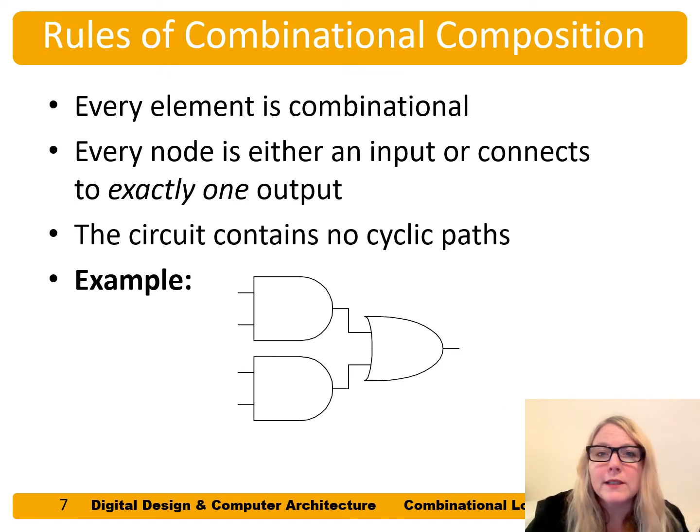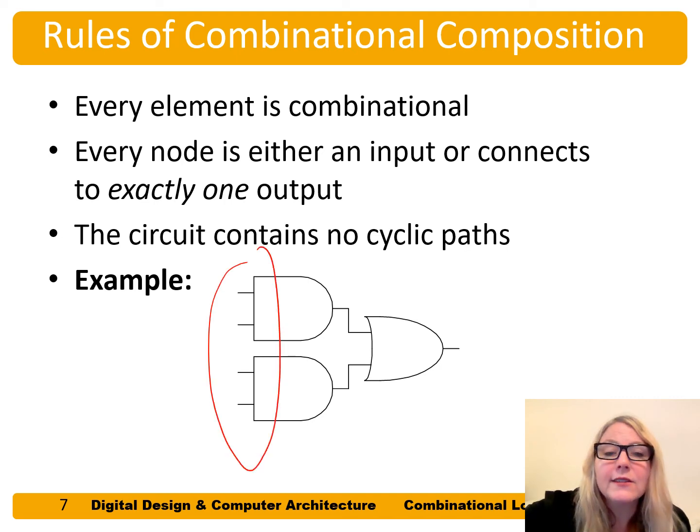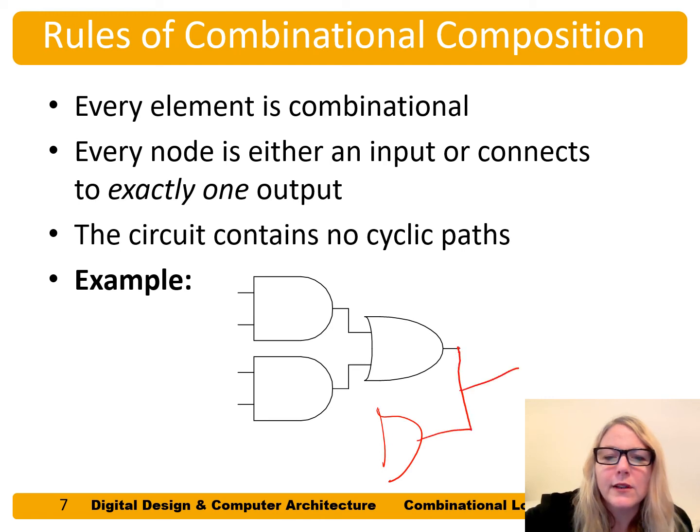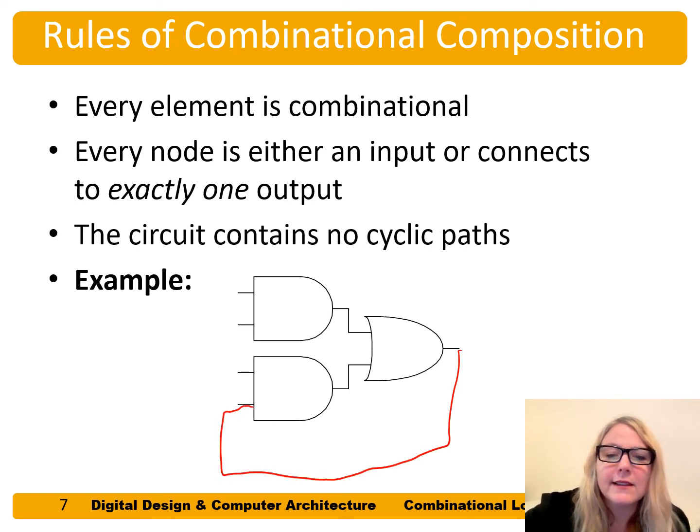So we have rules for building combinational circuits. First one is that everything that we use to build the combinational circuit has to be combinational. So in other words, the output has to be completely determined by the current value of the inputs. Second rule is that every node is either an input or connects to exactly one output. So we couldn't do something like this, where we have this output connected to two outputs of gates. And the circuit can contain no cyclic path. So for example, this would not be a combinational circuit because it has a cyclic path where an output feeds back to the input of that same circuit.